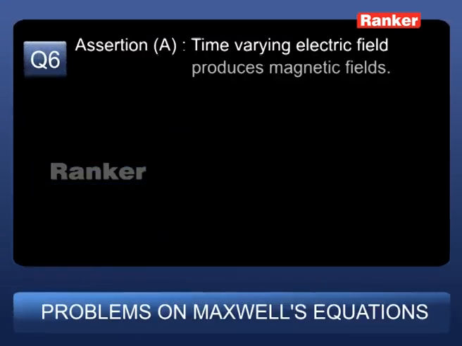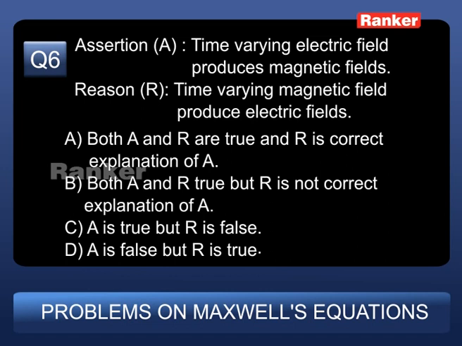Now the next question was asked like this. Here an assertion was given, and a reason was given, and we are supposed to observe whether the reason is suitable for that assertion or not. The assertion is given like this: time varying electric field produces magnetic fields, and the reason is given like this: the time varying magnetic field produces electric field. So here clearly two statements are given. The time varying electric field produces magnetic fields, this is the assertion. And the reason is the time varying magnetic field produces the electric field.